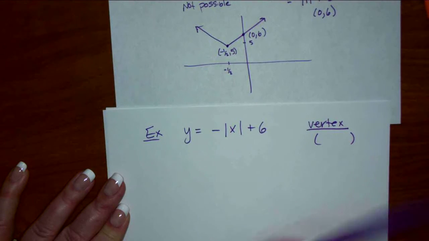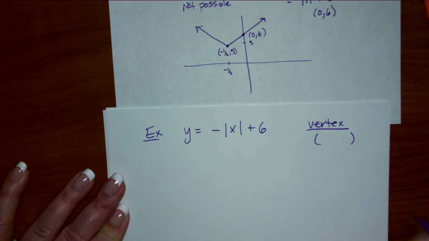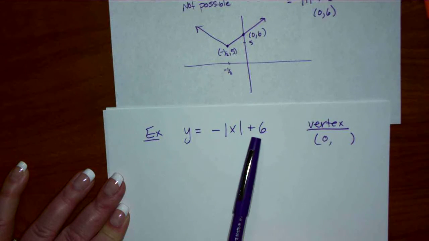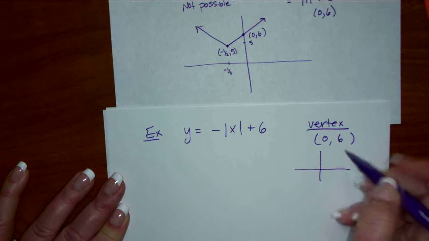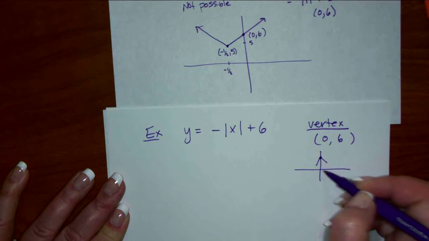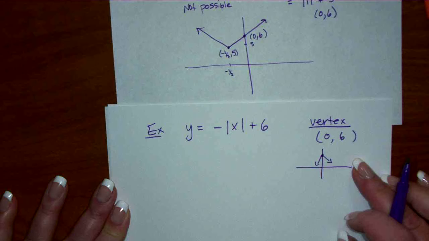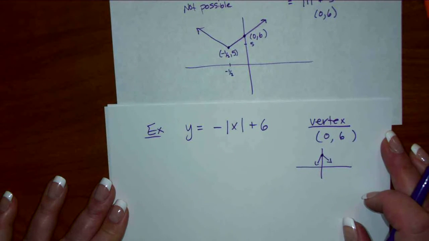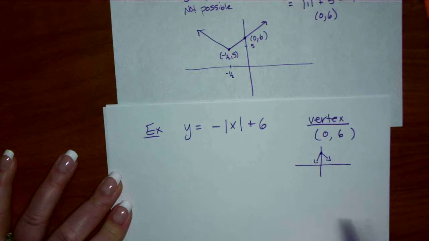What makes the inside of the absolute value 0? 0. 6. 0, 6, and it flips. Is it going to have intercepts? X-intercepts. Yeah, we already know the Y-intercept, don't we? Because anytime X is 0, that is a Y-intercept. But we need to find them. So we do need X-intercepts.